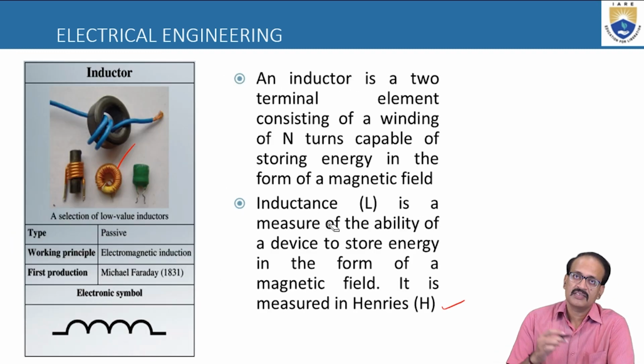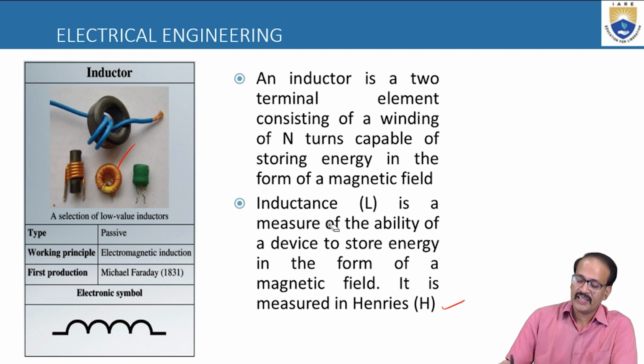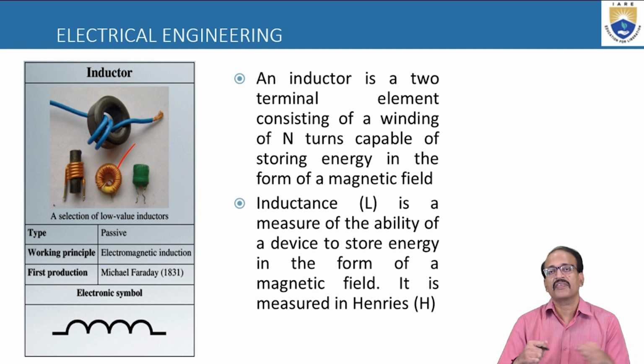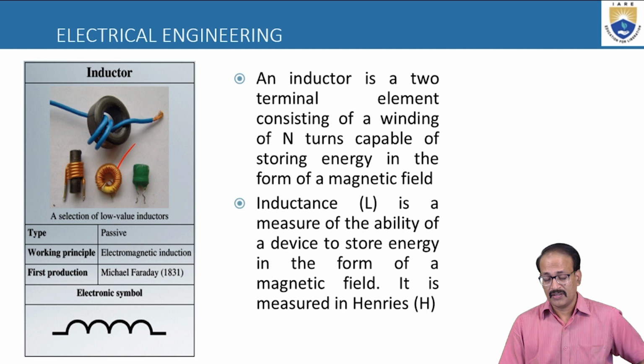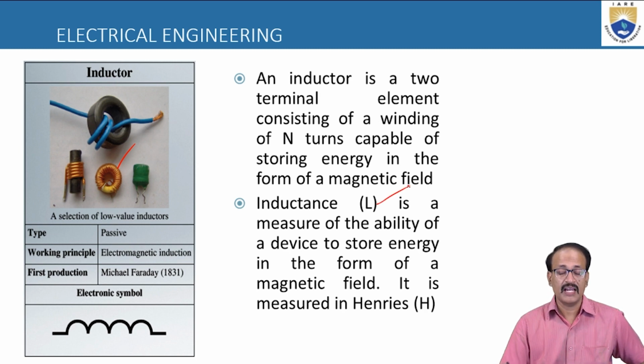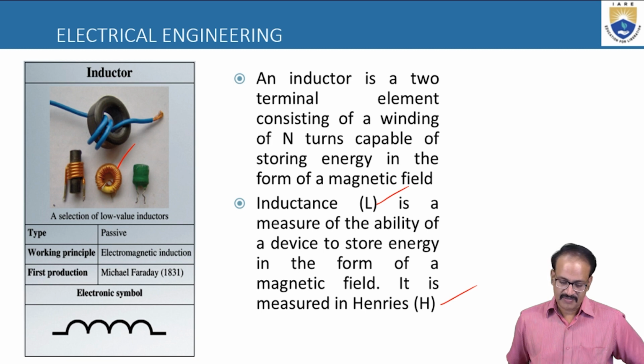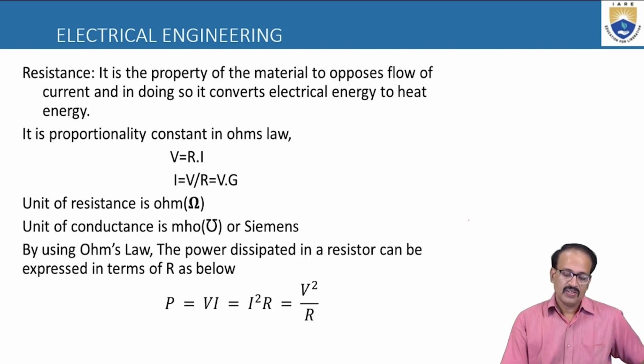An inductor is nothing but a conductor turned into windings, a conductor made into windings with N turns. It will act as an inductance, represented by L, and the units are henry. Here it will store the magnetic field, the electromagnetic field. Again, Ohm's law: V is equal to IR, and 1 by R is nothing but the conductance.